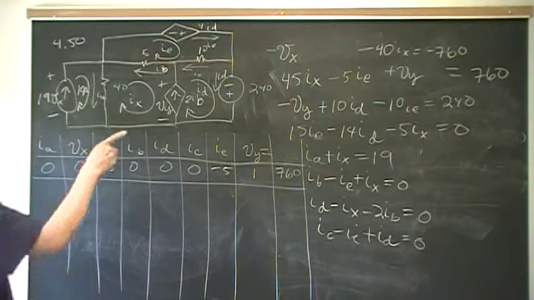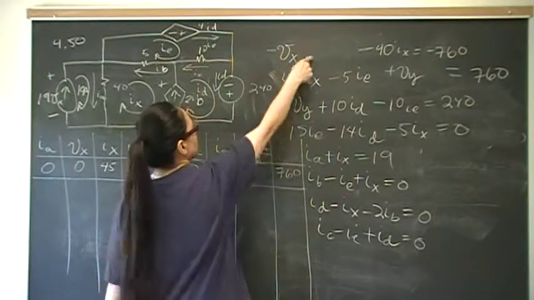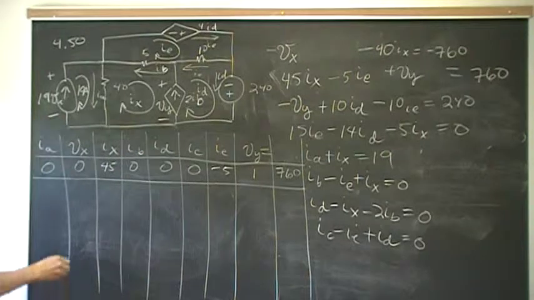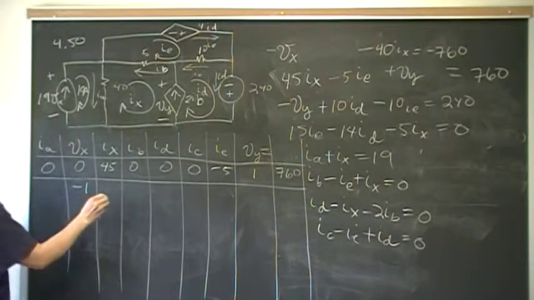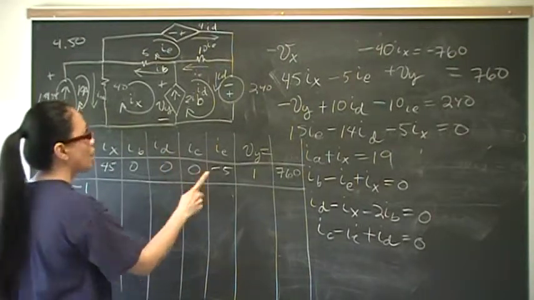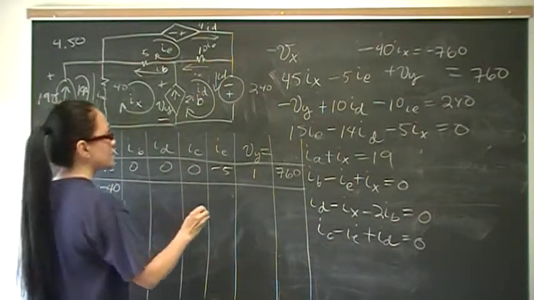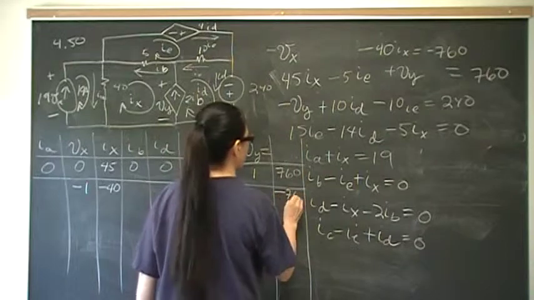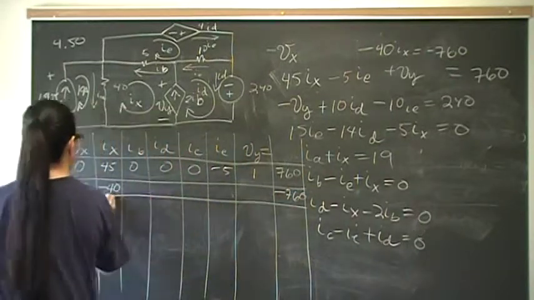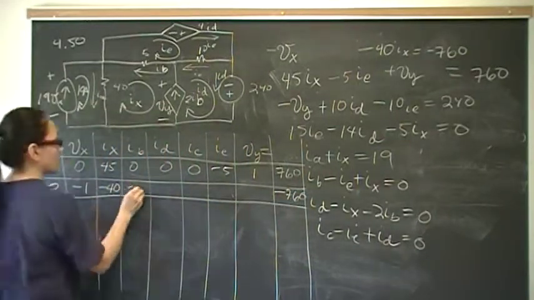So the next one we have, actually I did this number 2 first, so now let's go back and do number 1. So that should be -1 for VX and -40 for IX. So -40, and then constants is -760. Zeros everywhere else.